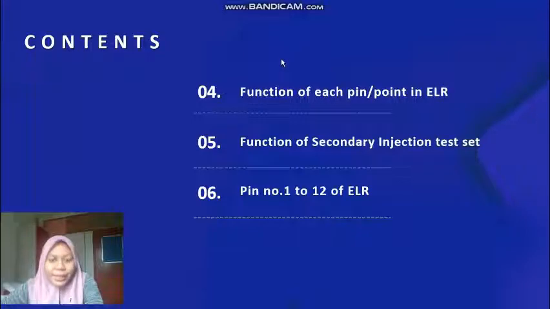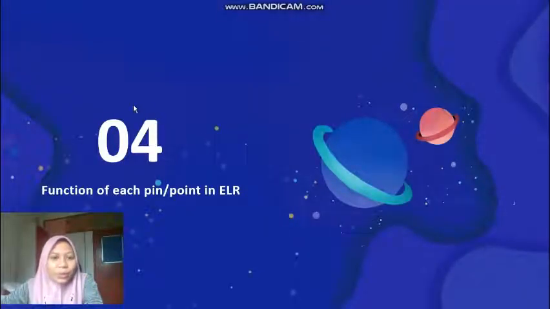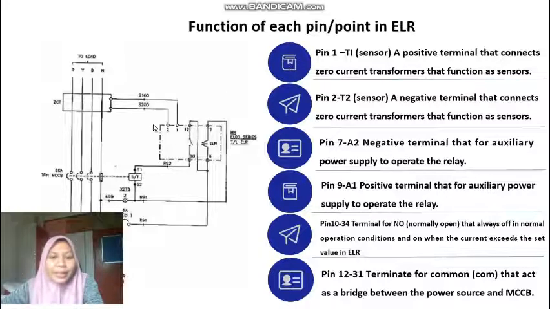Okay, in my turn, I will explain 3 questions: question number 4, question number 5 and question number 6. First, we look at question number 4. I will explain the function of each pin or point in ELR. Basically, pin number 1 and pin number 2 function as sensor. Pin number 1 is a positive terminal that connects to the zero current transformer that functions as sensor, while pin number 2 is a negative terminal that connects to the zero current transformer that functions as sensor.